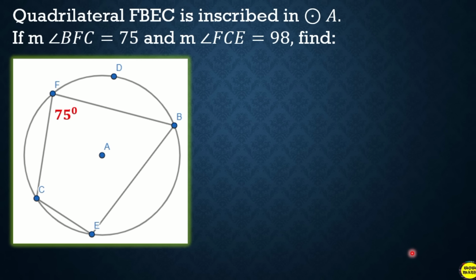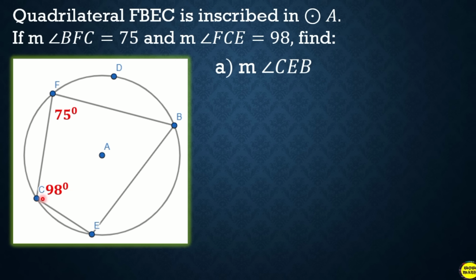And then, quadrilateral. Okay, so the last given, we have quadrilateral FBEC is inscribed in circle A. If the measure of angle BFC is equal to 75 and the measure of angle FCE is equal to 98, okay, BFC, ito yun na, 75, and the measure of FCE is 98. So, what is the measure of angle CEB?